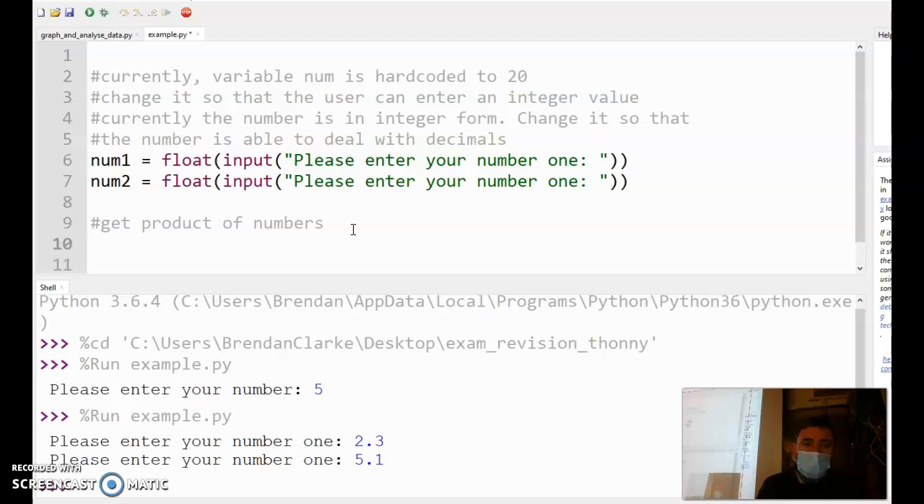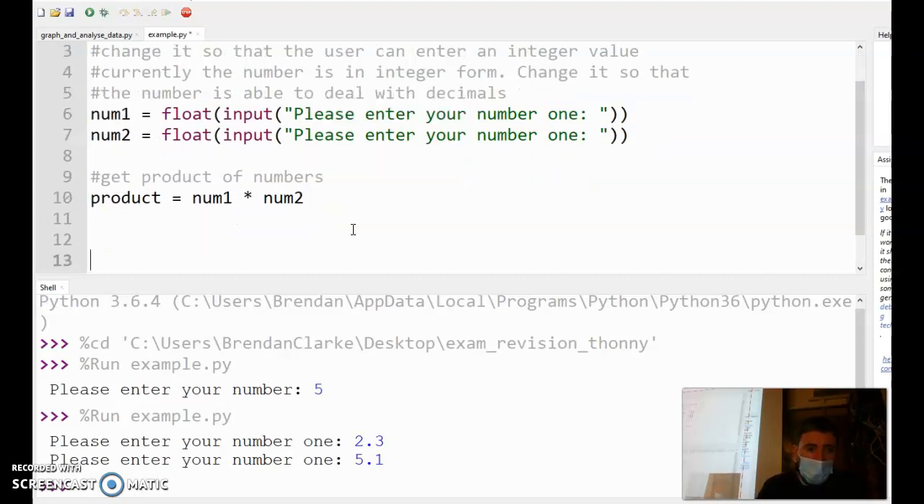Then the next question there is get the product of the numbers. So that's pretty easy there. You can say something like result or product or answer, whatever you want. I'm going to say product is equal to num1 by num2. Okay, that's fairly straightforward.